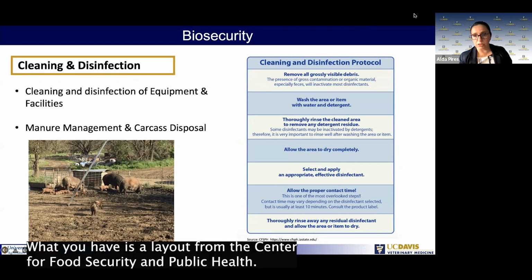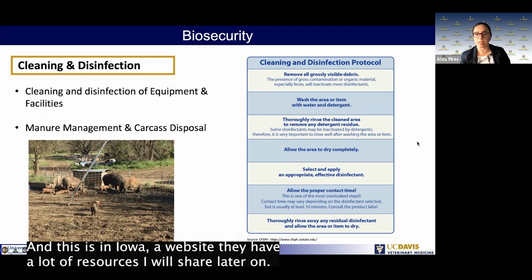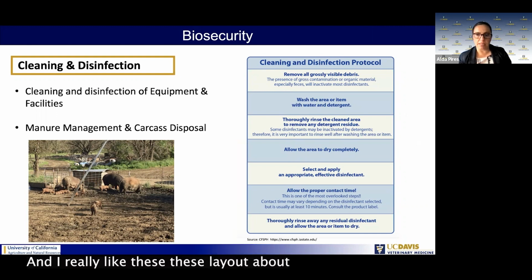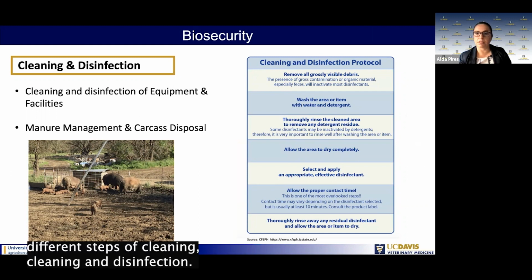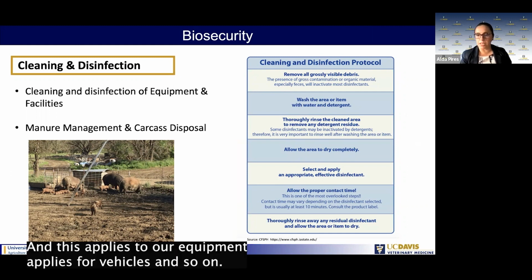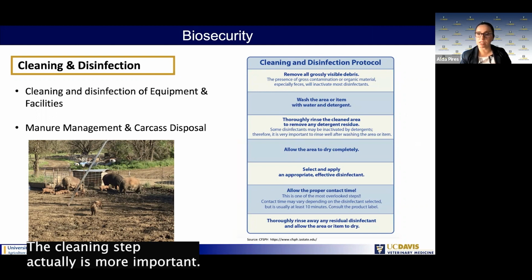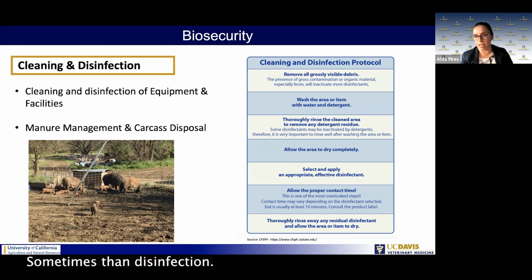Here on the right, what we have is a layout from the Center for Food Security and Public Health in Iowa, a website. They have a lot of resources I will share later on. And I really like this layout about different steps of cleaning and disinfection. This applies for equipment, applies for vehicles and so on. The cleaning step actually is sometimes more important than disinfection.